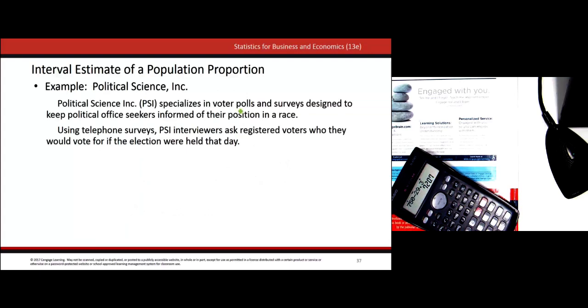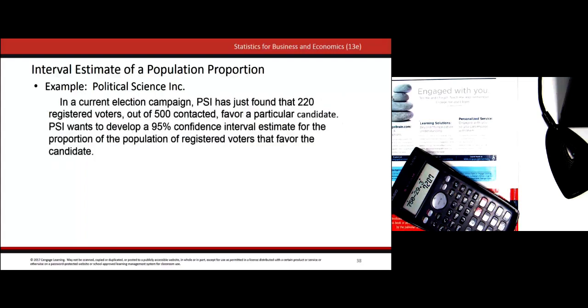PSI specializes in political polls and surveys designed to keep political office seekers informed of their position in a race. Using phone surveys, PSI interviewers ask registered voters who they would vote for if the election were held that day. In the current election campaign, PSI has just found that 220 registered voters out of 500 contacted favor a particular candidate. PSI wants to develop a 95% confidence interval estimate for the proportion of the population of registered voters that favor the candidate.